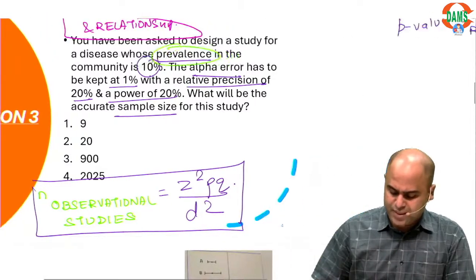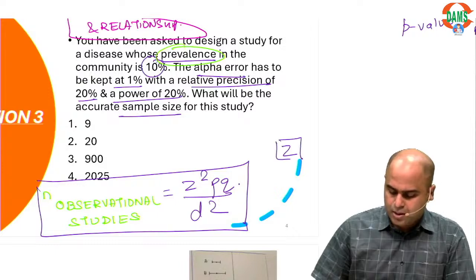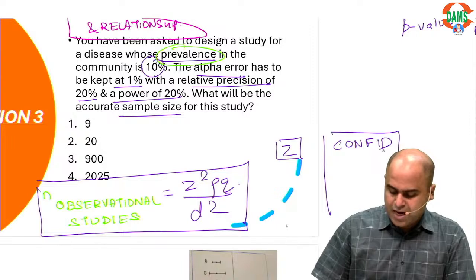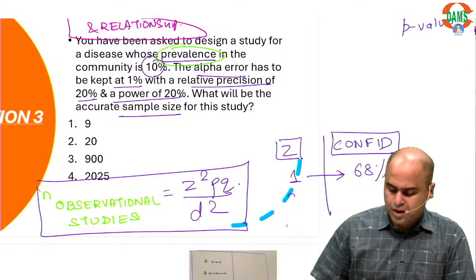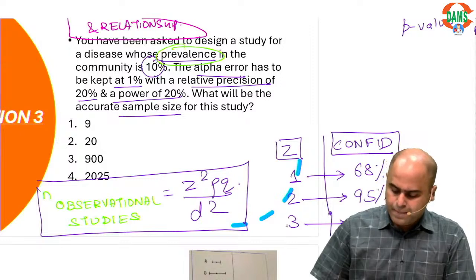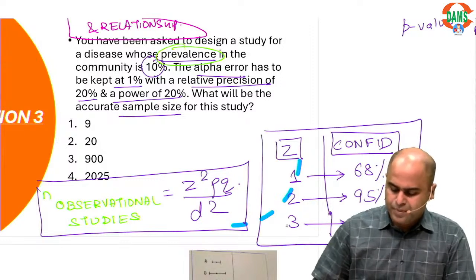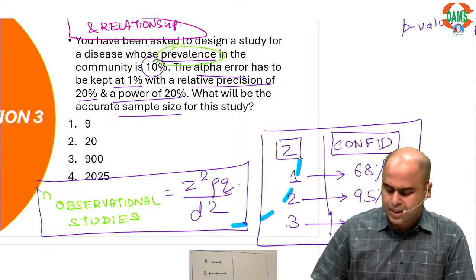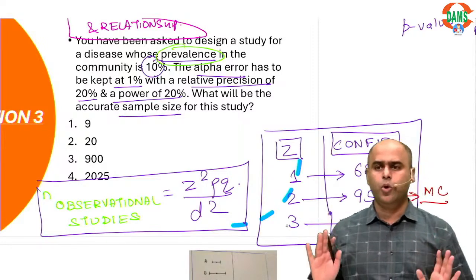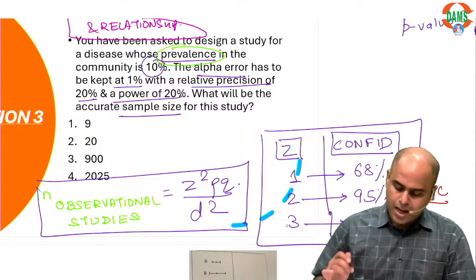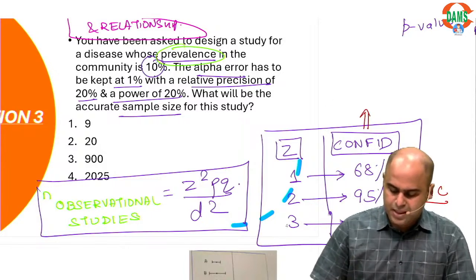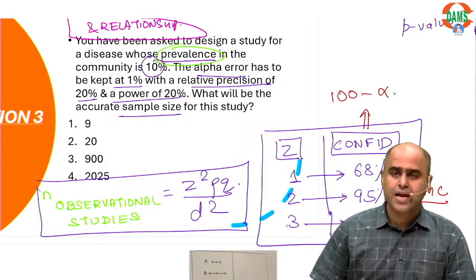Now, the value of Z depends upon the value of confidence. So a Z value of 1 is when the confidence is 68%, a value of 2 when the confidence is 95%, a value of 3 when confidence is 99%. Blanketly we say that the most common is 95. Okay, no problem. But how to calculate confidence? It is 100 minus alpha.